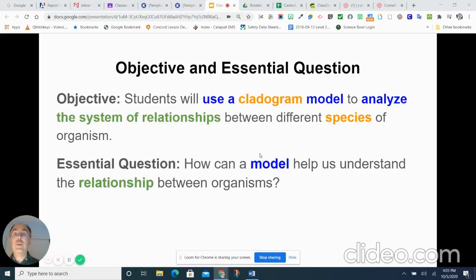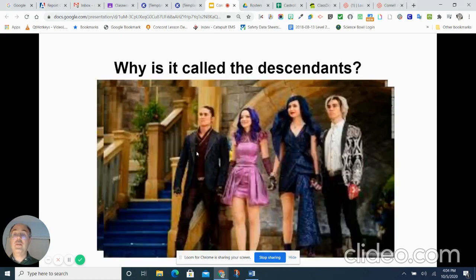The objective question for the day is students will use a cladogram model to analyze the system of relationships between different species of organism. And the essential question is, how can a model help us understand the relationship between organisms? So notice that our CCCs are in green, system of relationships and relationship for systems. Our SEPs are blues, using models, and our DCIs, cladograms, and species are in orange.